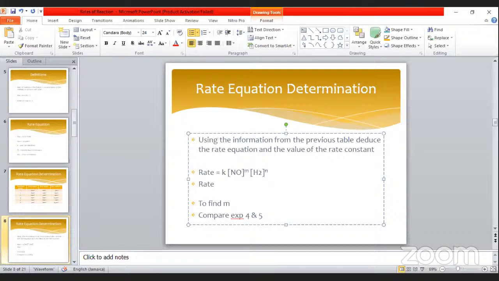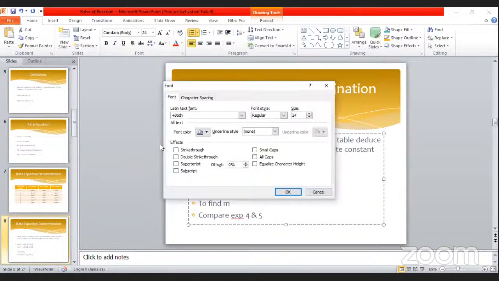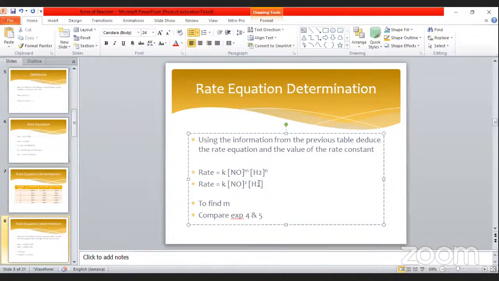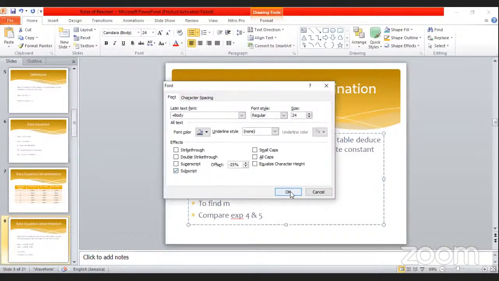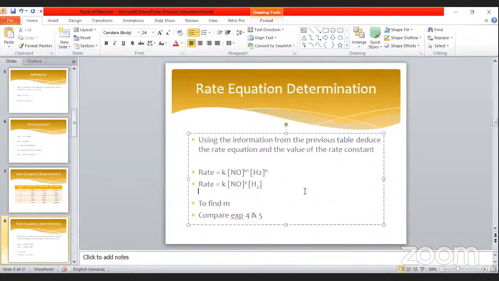So rate is going to be equal to K. Notice it's a common K, square bracket, NO raised to the power 2, square bracket, H2. All right. So that is our rate equation, and we just worked that out. We derived that from our data that was supplied based on the experiments.